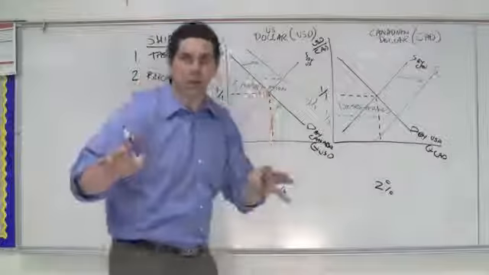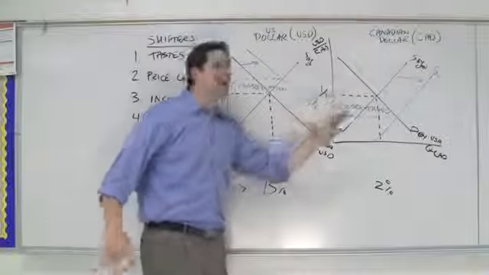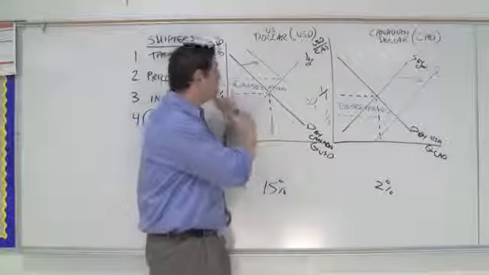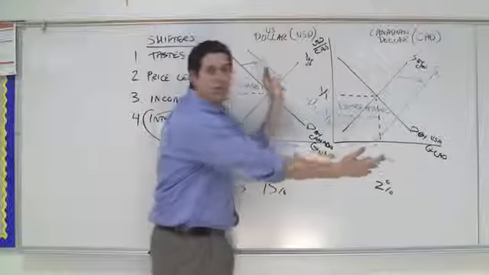Now I'm going to give you a rule here, right? Demand and supply always increase or decrease together. If one country wants another country's currency, they've got to supply more of their currency to do it.